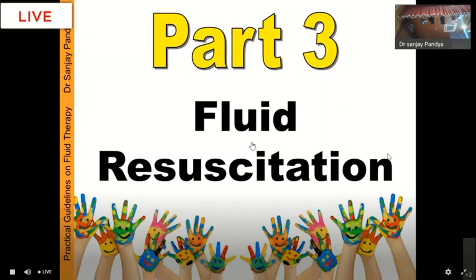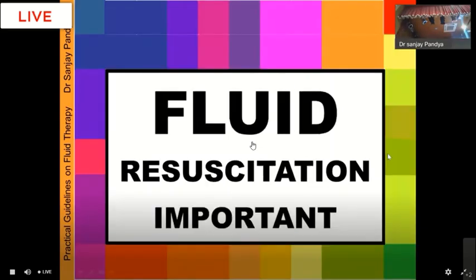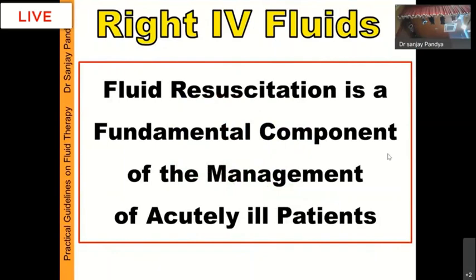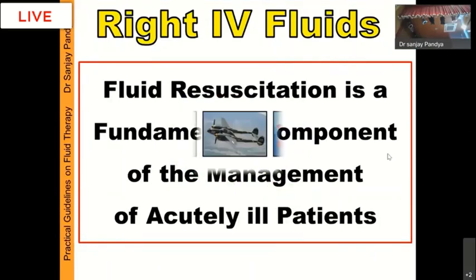See, now fluid resuscitation is something which is very, very important. There is a changing trend in current concept. Okay, fluid resuscitation is a fundamental component of management of all acutely ill patients.